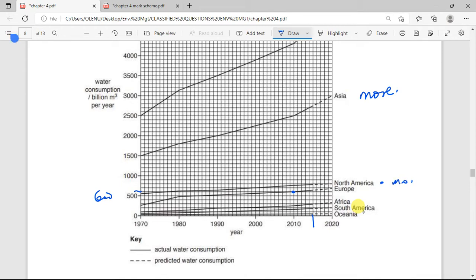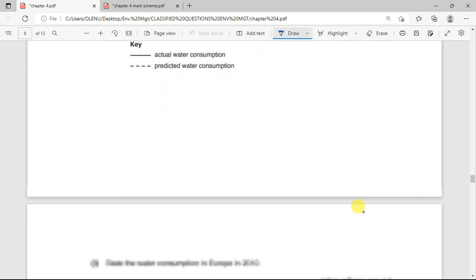In 1970, Asia was around 1,500, while North America is around 550. Remember to put your unit, which is billion meter cube per year. From 2015 to 2020, the water consumption in North America is constant, while in Asia it keeps increasing also from 2015 to 2020. You write that, you get a full mark also.